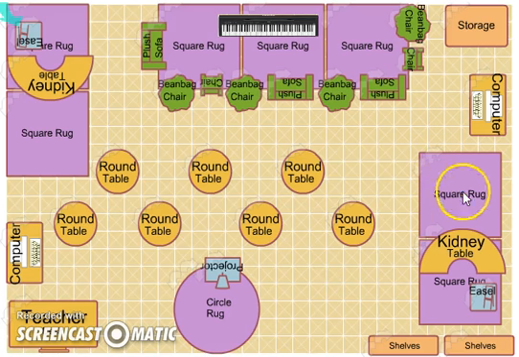And you can see here that I have kidney tables and square rugs with easels. I plan on using these spots as presentation spots for students. In music theory, they'll be learning how to understand music in a different way, like how it's written and how it's composed. Sometimes this might encourage students to be able to present some things that they understand.